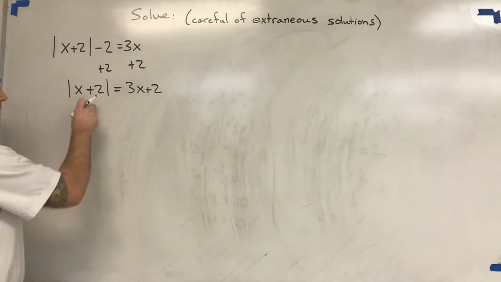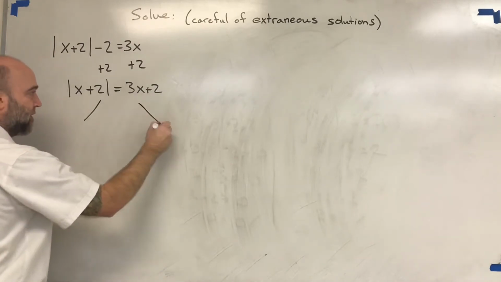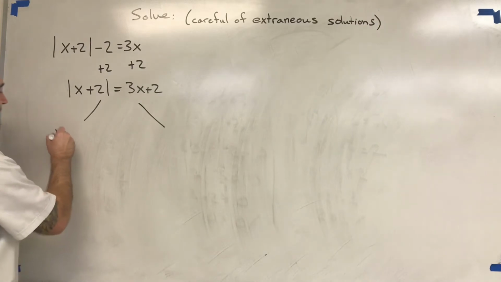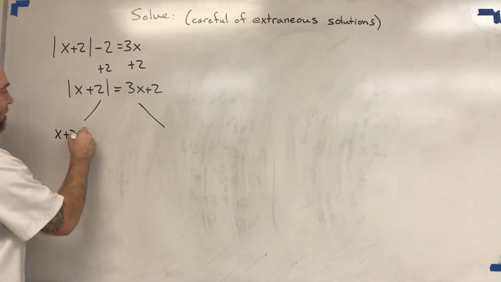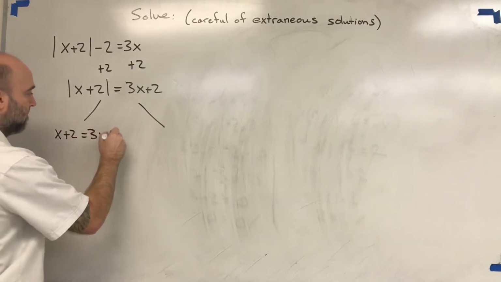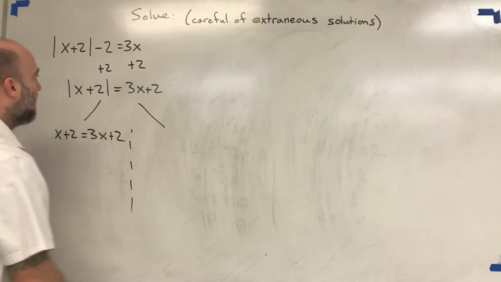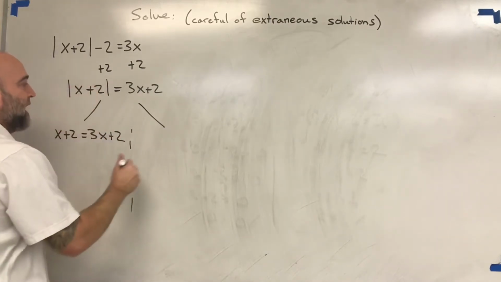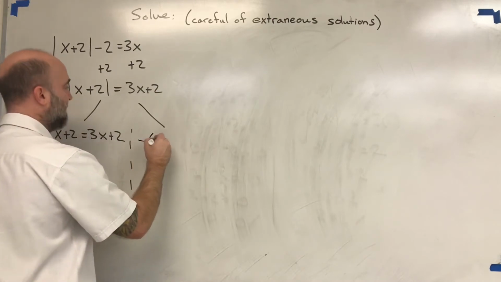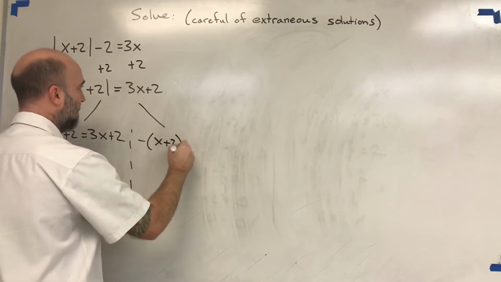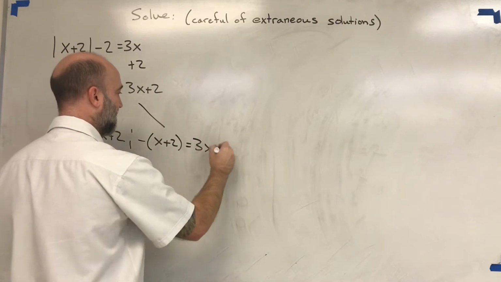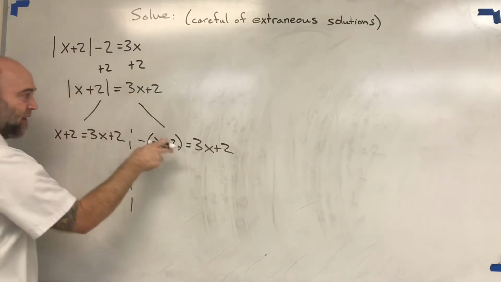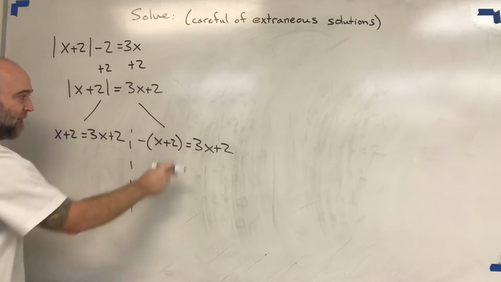Then to drop the absolute value signs, that means 2 separate equations are made. The easiest one is you just drop them with nothing changing. The other one is you have to remember the negative side of it. So the negative side of this is negative parentheses, x plus 2 equals 3x plus 2. So when the absolute value drops, that's the negative side of it that we have to be careful of.